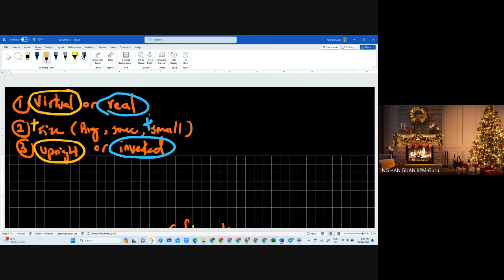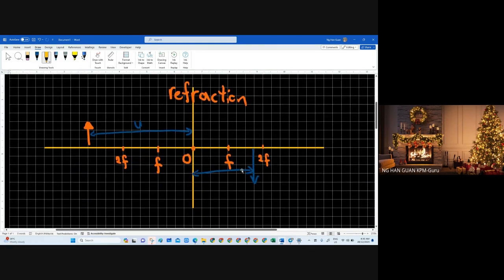Before we continue, I have to let you understand first what is meant by a virtual image and what is meant by a real image. Many students are confused about virtual image or real image. So look at here. As I told you, this is about the refraction of light.